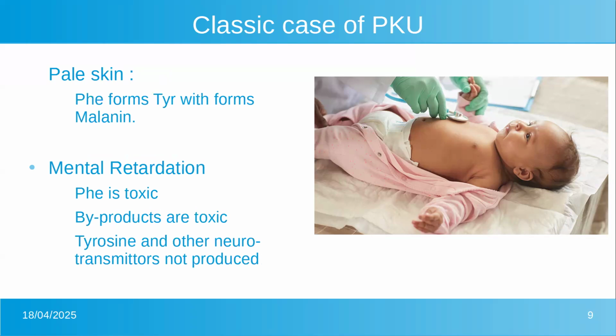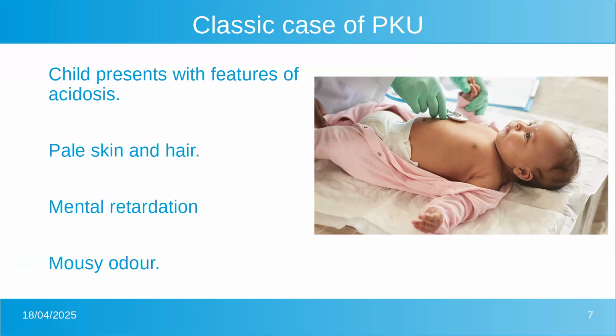So when we give you the case history, we'll say that an 8-month-old child was brought with features of severe acidosis, mental retardation, pale skin and hair. Mother noticed a very mousy odor. And the questions that will link up with it are: why does the child have acidosis? Why does the child have pale hair? Why does the child have mental retardation? What is the biochemical basis of the mousy odor? Right. So is it clear to everybody?